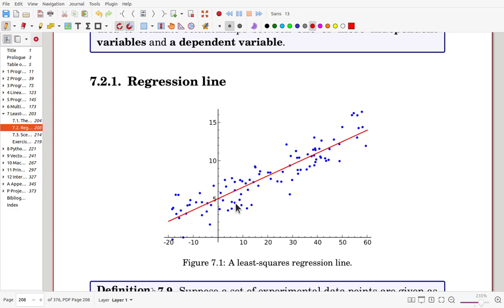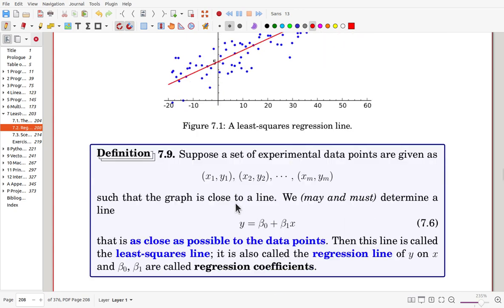Here we define the terms officially in this definition. Suppose a set of experimental data points are given in this form: x1, y1, x2, y2, and xm, ym. There are m points. So for example, at x1, the observed value of y is y1, right? And if we display these data points, then assume the graph is close to a line, as in this figure. Then we may determine a line of this form, y equals beta 0 plus beta 1x.